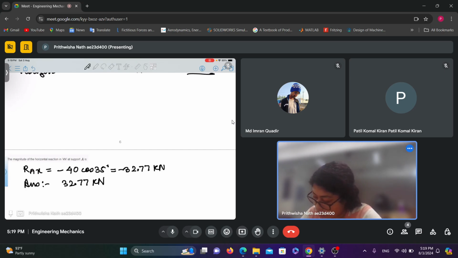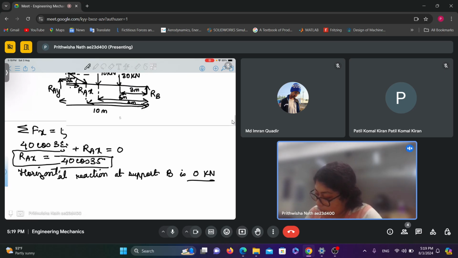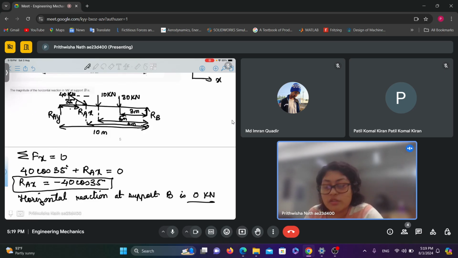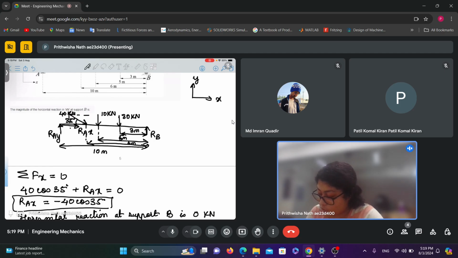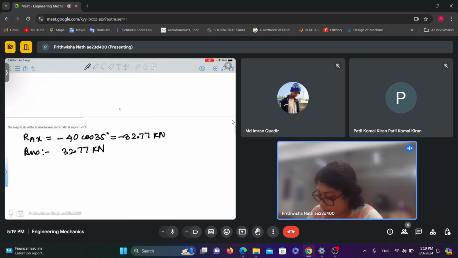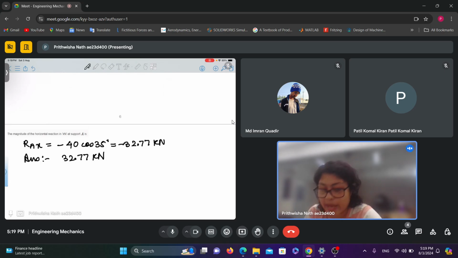The minus simply means that it is just in the direction opposite to the direction that we have considered. I have considered this force to be in the positive direction of the coordinate system, but it should be in the opposite direction. That is meant by this minus sign. In the question, they have asked for the magnitude.